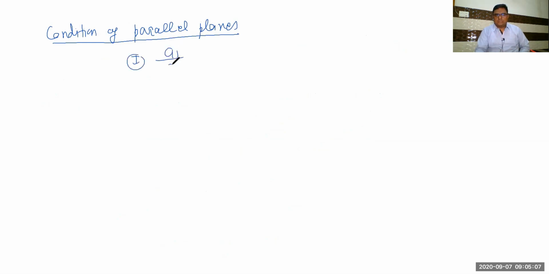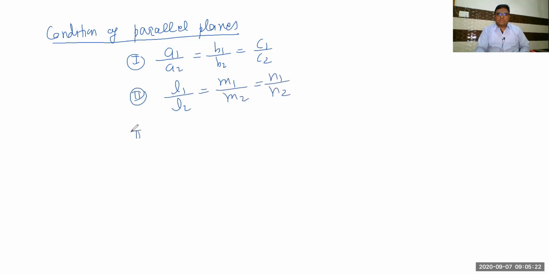Next, condition of parallel planes. If two planes are parallel, then the following conditions are satisfied: a1 upon a2 is equal to b1 upon b2 is equal to c1 upon c2. Second, L1 upon L2 is equal to M1 upon M2 is equal to N1 upon N2. And third, n1 vector cross n2 vector is equal to 0. If two planes are parallel, then all these three conditions are satisfied.